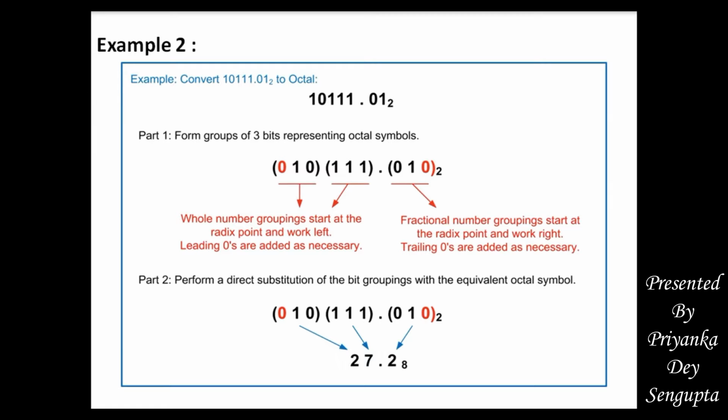Now here we have a decimal point, so we have to make the groups around it. Before the decimal point, we start grouping from the last digit. After the decimal point, we start making the groups from the first digit. As in the example, the first group before the decimal point is 111. For the second group, we are left with only 10.